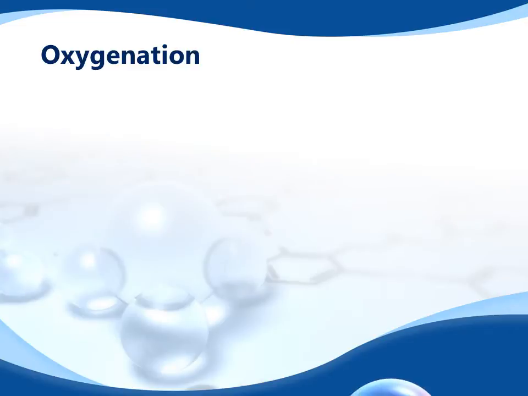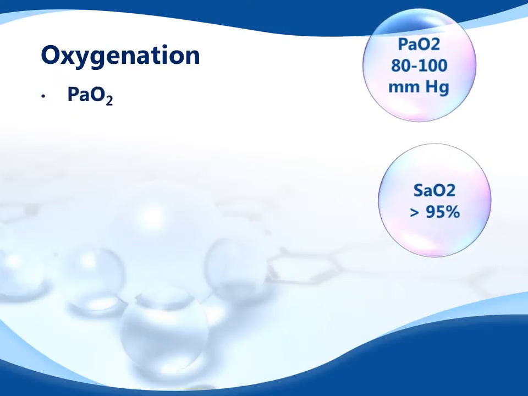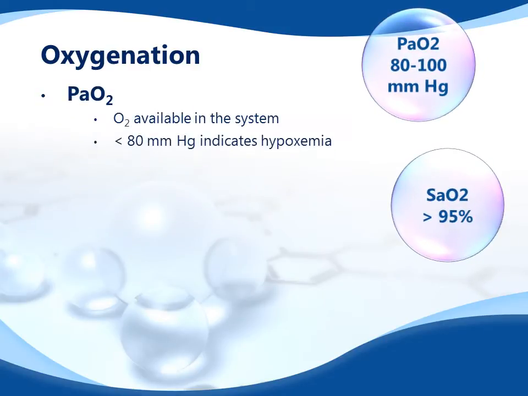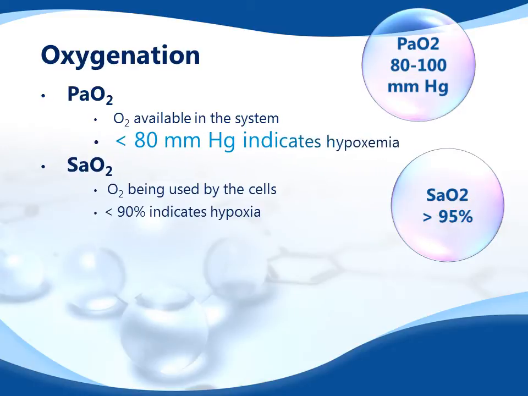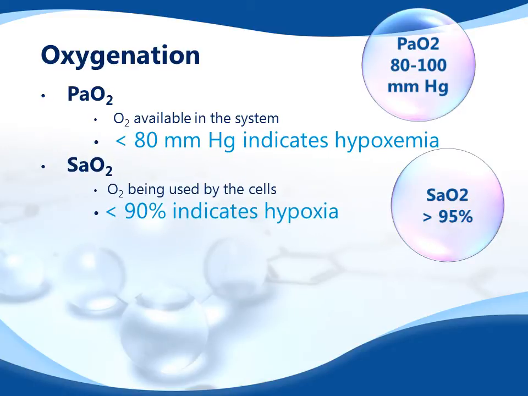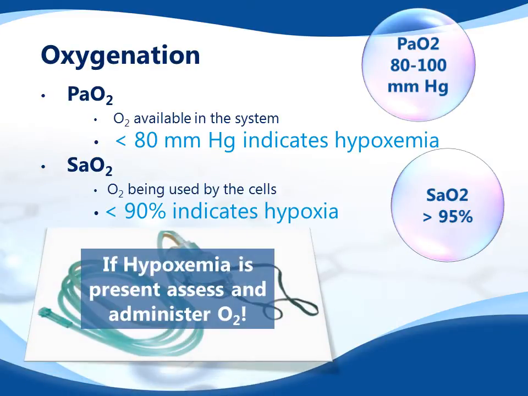The PaO2 and SaO2 are both measures of oxygenation. PaO2 tells us how much oxygen is available in the system. The SaO2 tells us how much of that oxygen is being used by the cells. If these levels are low, that means that your patient is hypoxemic and can lead to tissue hypoxia. A PaO2 of less than 80 or an SaO2 of less than 90% is an indication that it's time to assess and increase oxygen administration. Prolonged hypoxemia will alter the patient's acid-base status, which brings us to our next set of lab values.